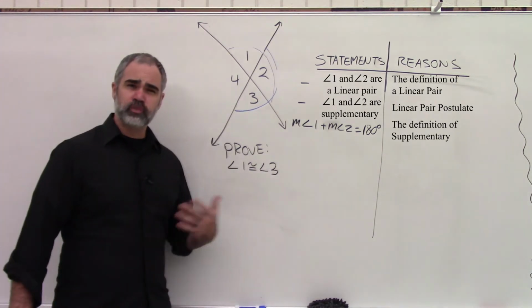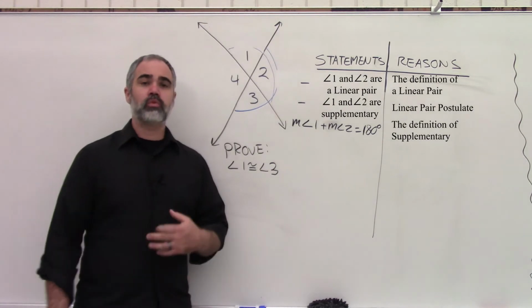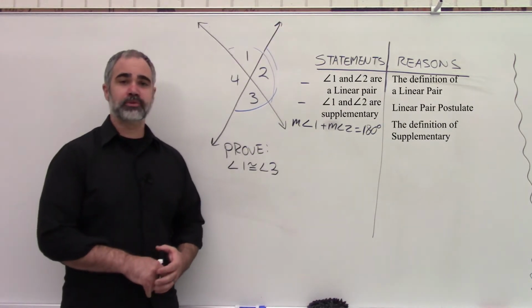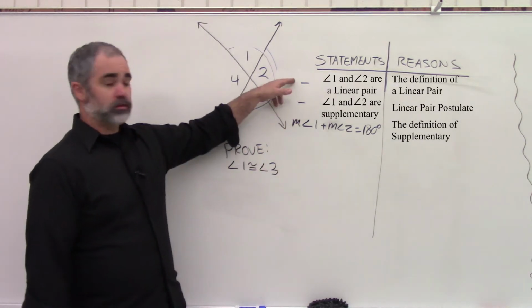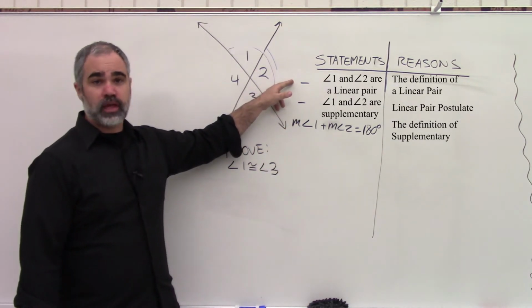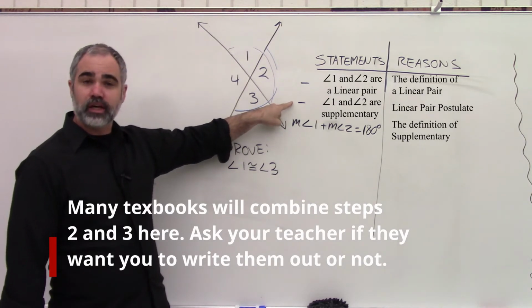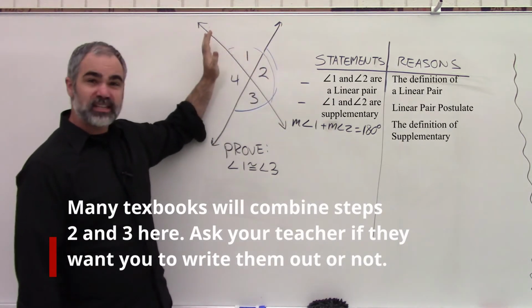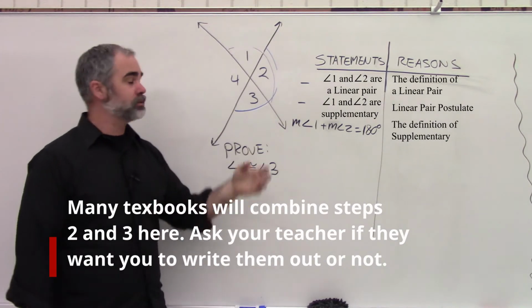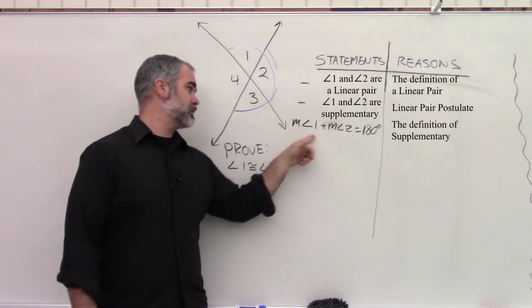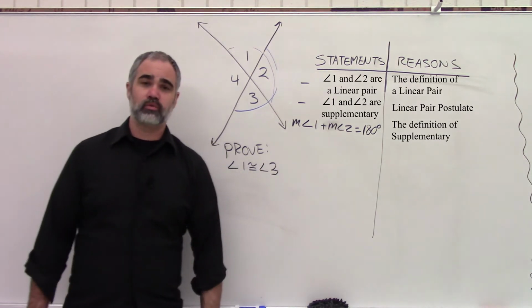Now this looks really tedious, but remember, we're writing a map and we need to have every single turn on our map so that people don't get lost. They're a linear pair, that's the shape. They're supplementary, that's the linear pair postulate. So obvious I can't prove it, that's why it's a postulate. And what does that actually mean? That means that angle 1 plus angle 2 is equal to 180.